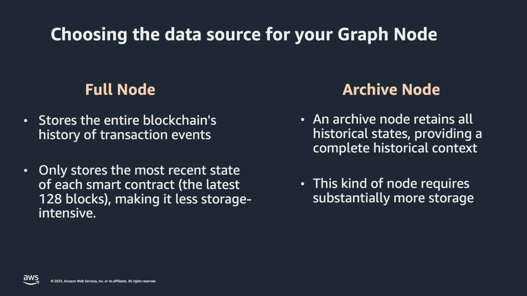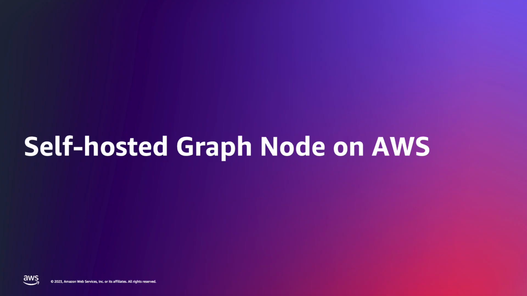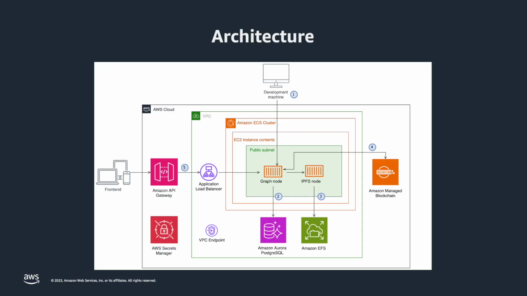In this video, I will be using Amazon Managed Blockchain to run an Ethereum full node as the data source. Let's deploy a self-hosted graph node on AWS. Before we dive into the implementation, let's briefly discuss the architecture. From the local development machine, you can directly access the Amazon Elastic Compute Cloud instance that hosts the containers.